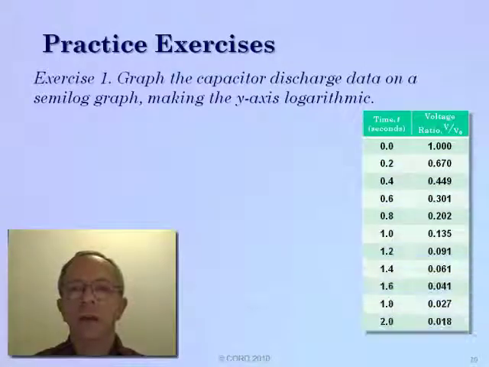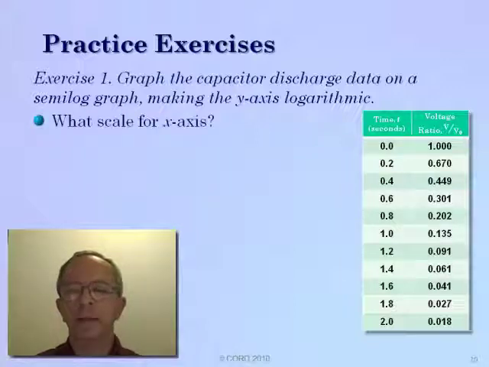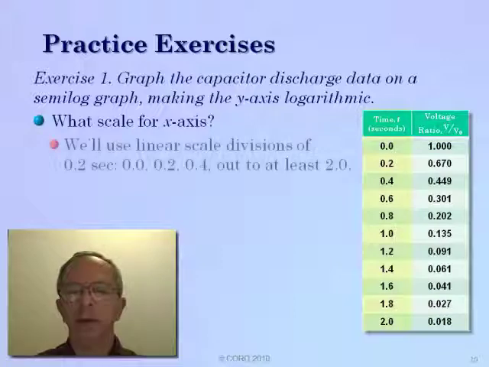So now we're ready to tackle some of the practice exercises in this unit. So let's look at the data from a capacitor in an electric circuit that's discharging, just like the one we saw in the examples. And we're going to graph that data on a semilog graph, making the y-axis logarithmic. What scale should we use for the x-axis? Well, the x-axis will be time, and so we'll just use a linear scale, with divisions running from 0 out to at least 2.0, and divisions of about 0.2 should do very nicely.